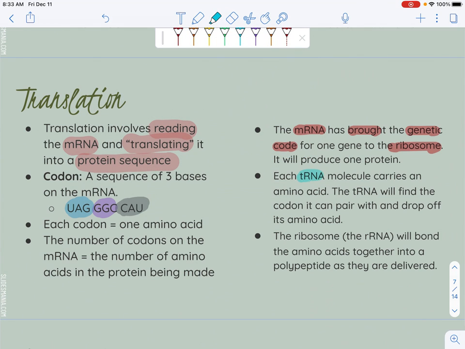Our tRNA, this carries the amino acids. It brings them to the site of translation. Very important job. We need those amino acids to build the protein. It brings all the amino acids that get turned into protein. It's going to find the codon that it pairs with, and it's going to drop off its amino acid. Then it'll go back for more amino acids and bring those more amino acids back to the site of translation.